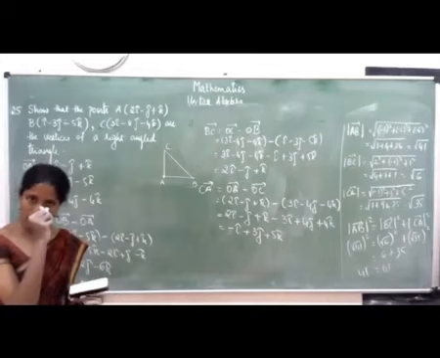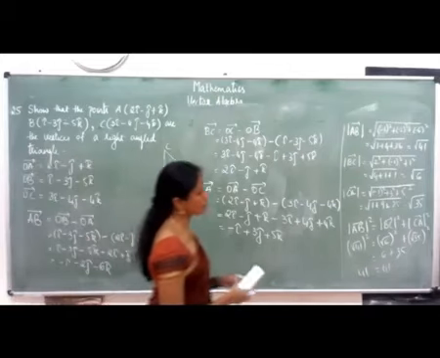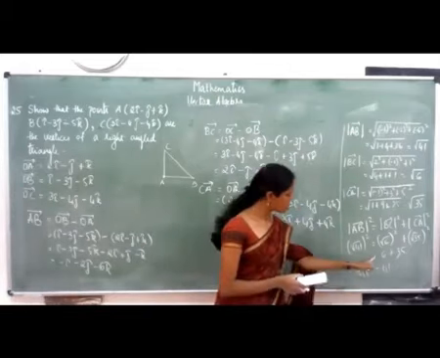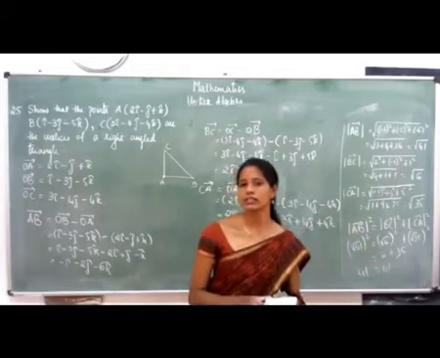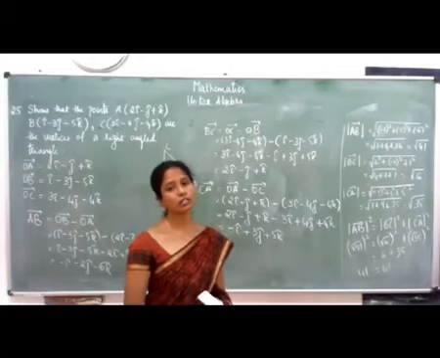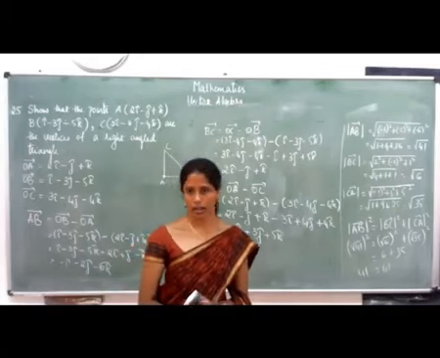There are problems where sometimes we may even get that they are not equal. So there you can write not equal to, and you can conclude that the given points are not the vertices of a right angle triangle.